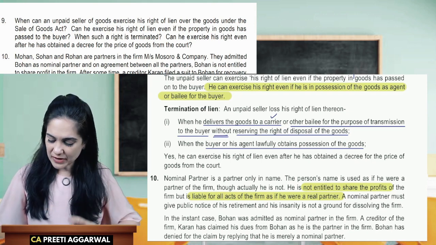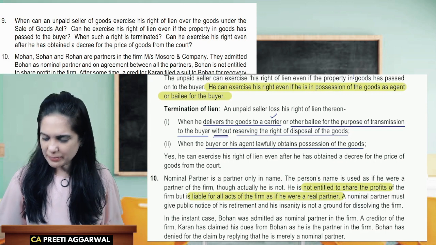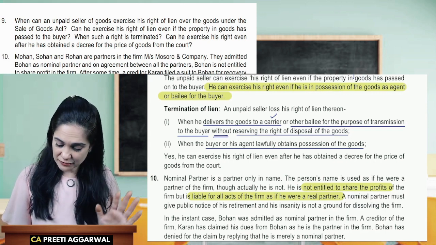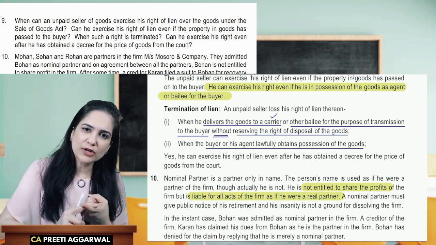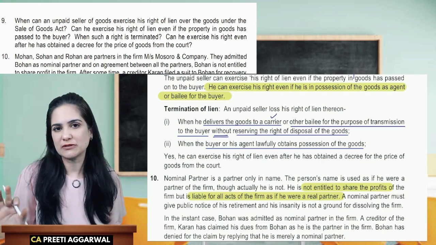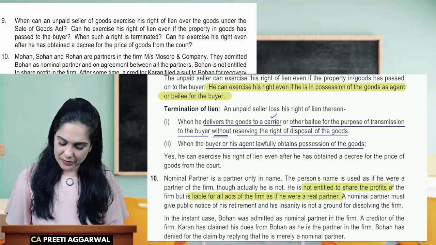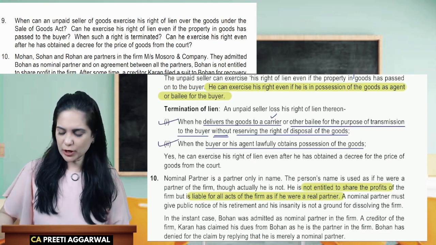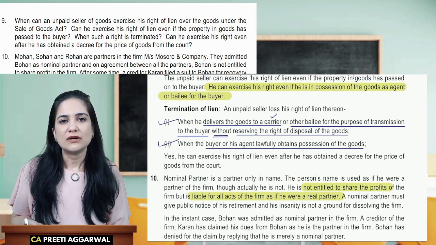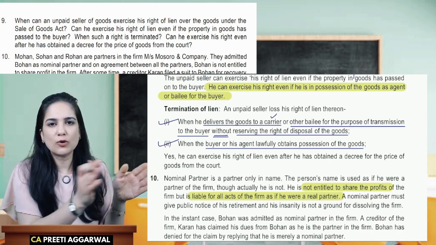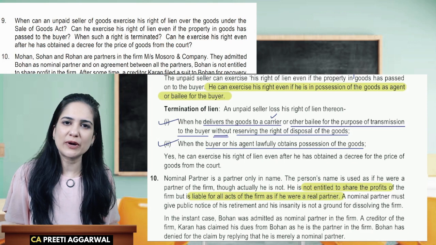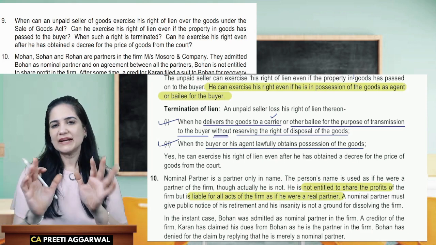Lien ends. Or it is given to any other bailee for the purpose of transmission to the buyer, without reserving the right of disposal. It means I gave the goods, I also gave the ownership documents, I did not reserve the right of disposal. When the buyer or his agent lawfully obtains possession of the goods, even before they reach the destination, say the buyer sees the truck and says, go and unload, lien comes to an end. Okay, lien cannot be exercised.